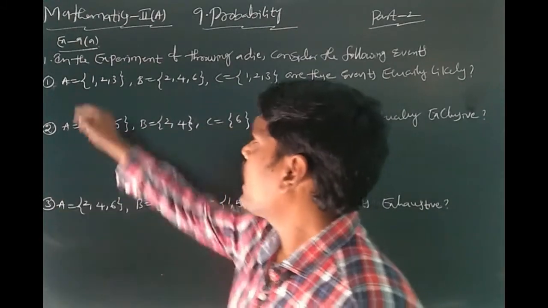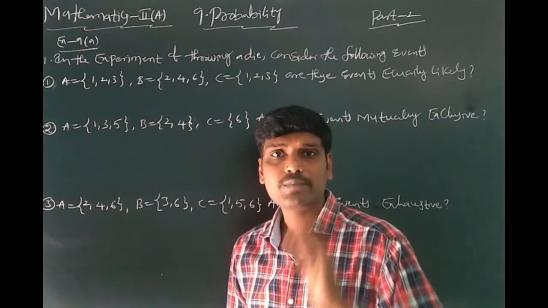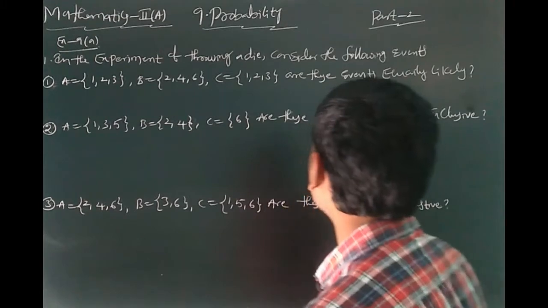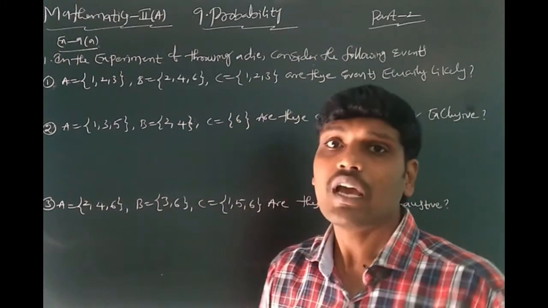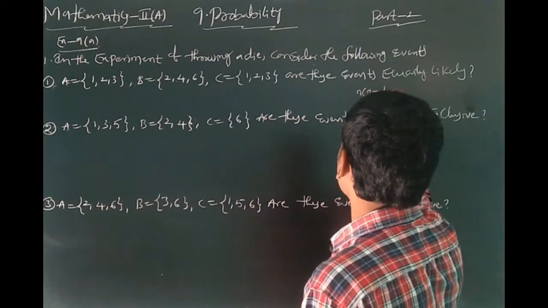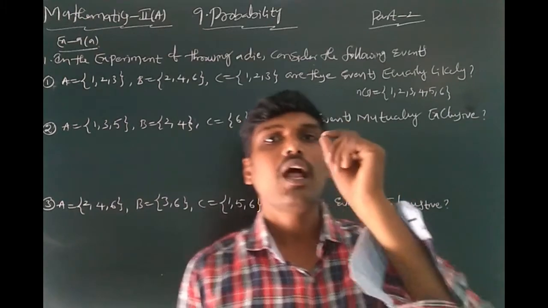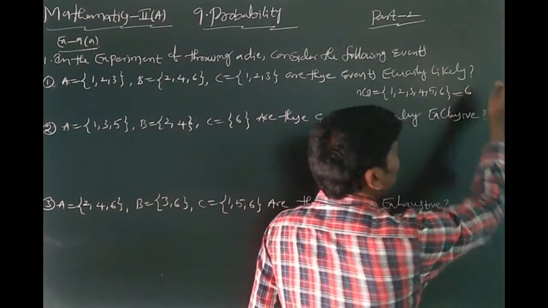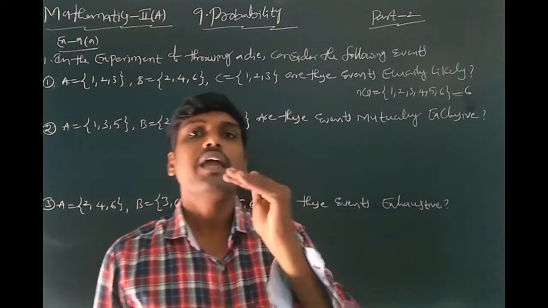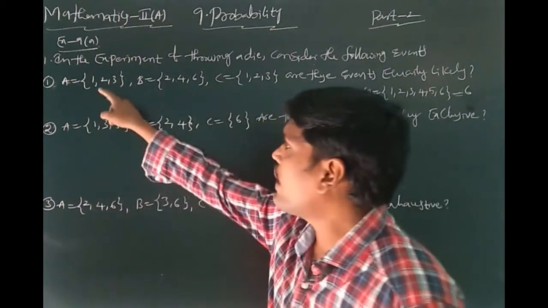What is the first problem? In the experiment of throwing a die, considering the following events. When a die is thrown, the total sample space is 1, 2, 3, 4, 5, 6. The total number of possible outcomes is 6. This is any one die throwing. In these 6 outcomes, you have the first problem.